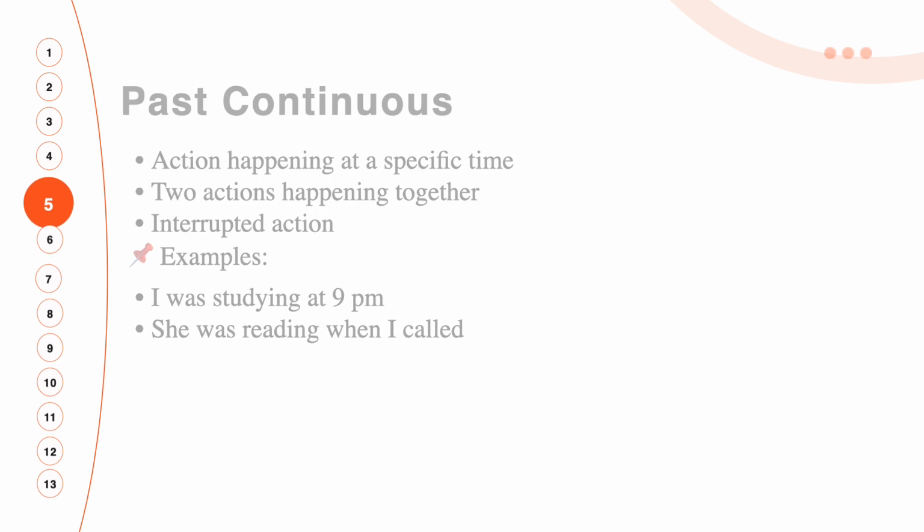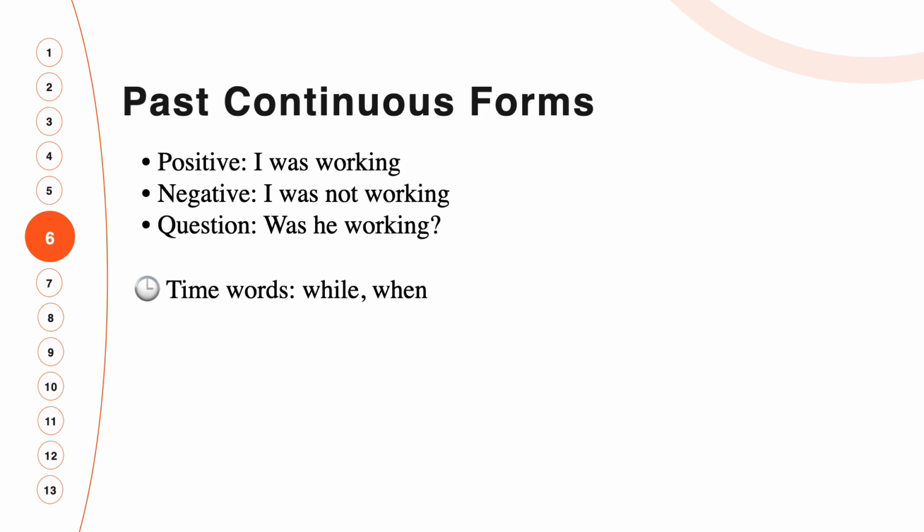So now let's move on to past continuous forms. There are three of them: positive, negative, and question. Positive is I was working. Negative is I was not working. And question is, was he working? Time words are given, which are while and when.